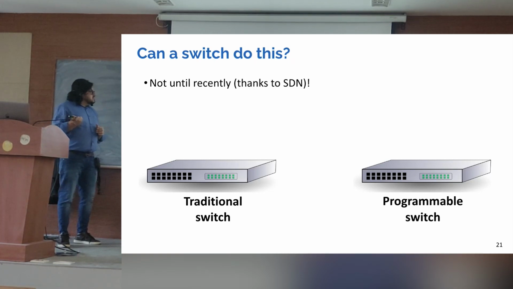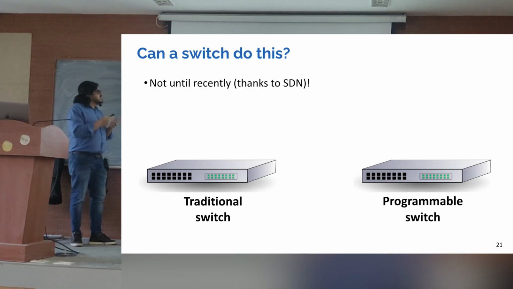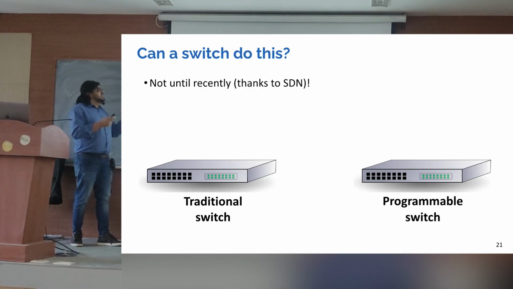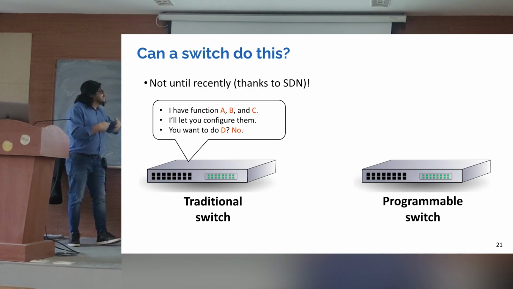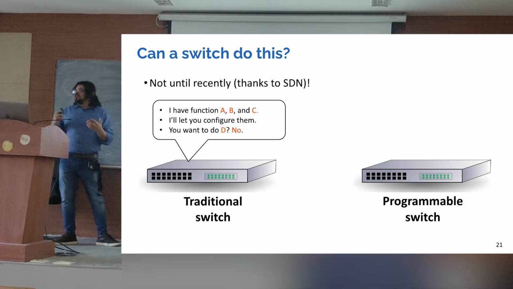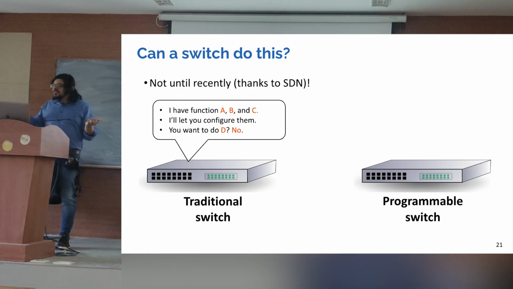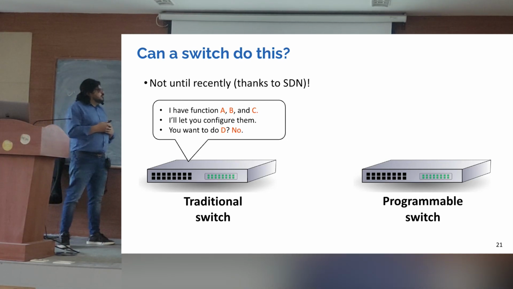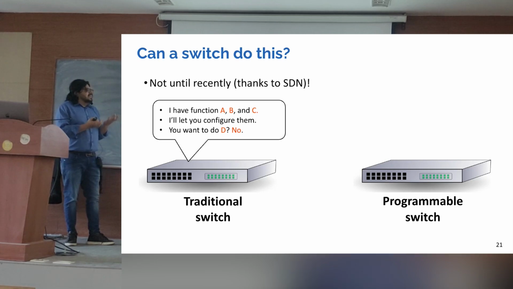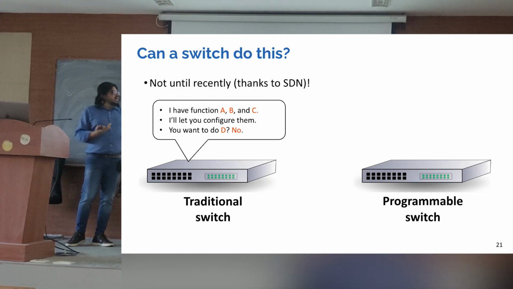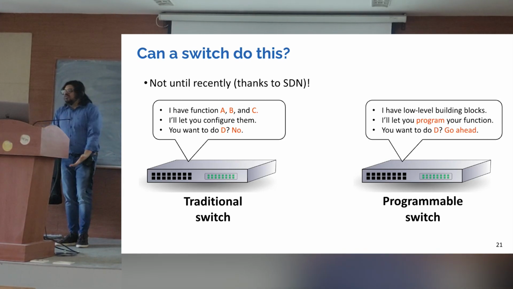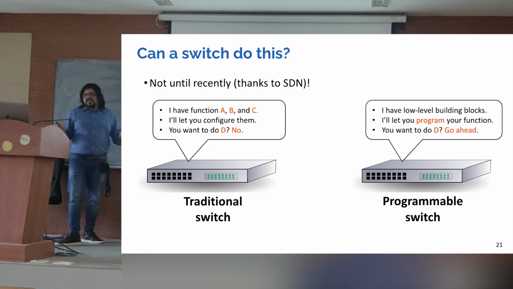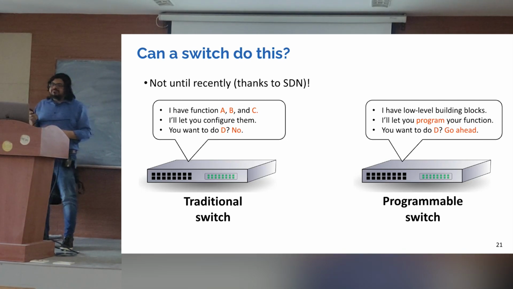In traditional switches, let's say the switch tells you that I have functions A, B, and C, and I'll let you configure them. But if you want to do D, which is custom to you, then you cannot do it. Sorry, no, cannot do it. But programmable switches tell you that they have low-level building blocks, and you can program your own function on top of it. And if you want to do D, please go ahead. You're free to do it.